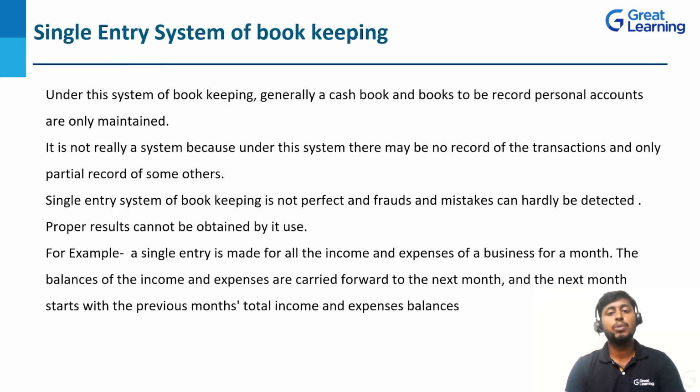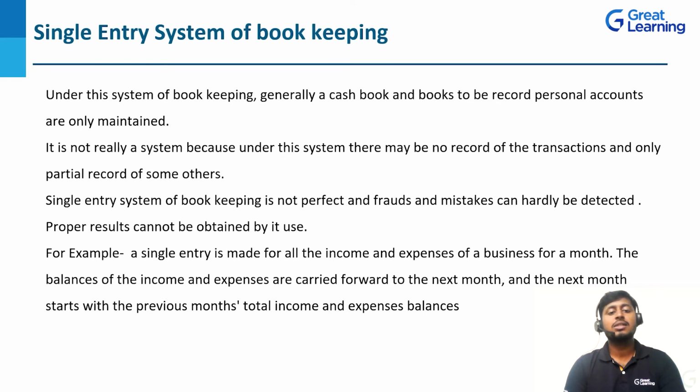That is, in the cash book they are going to maintain, and any credit they give, for example, to any customer. At that time, they are going to record it in the personal accounts. So these are the two books they are going to maintain in the single entry system of bookkeeping. One is the cash book and another one is the personal book.